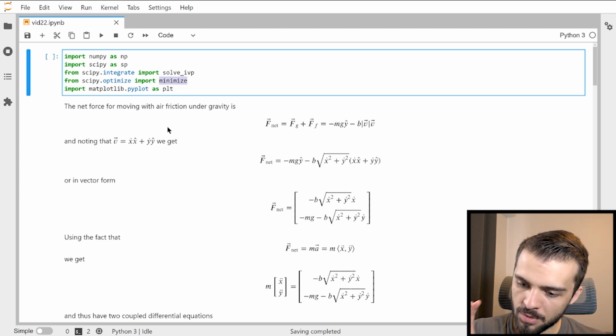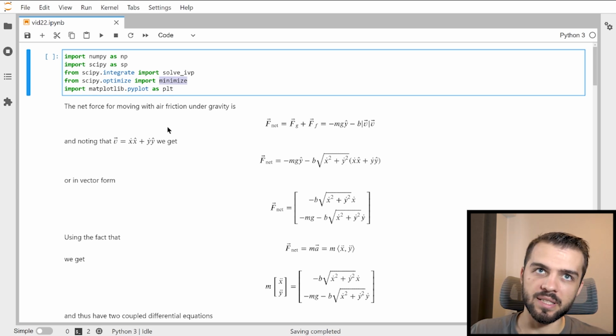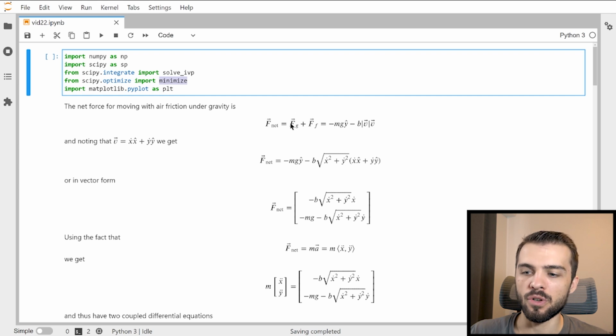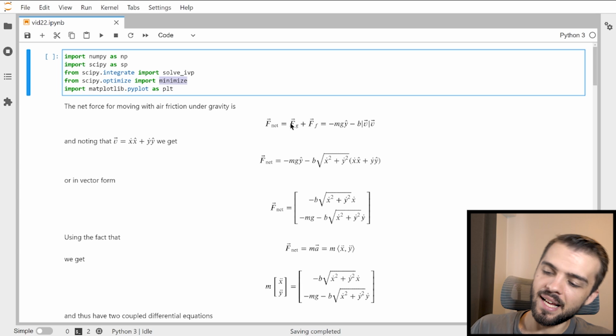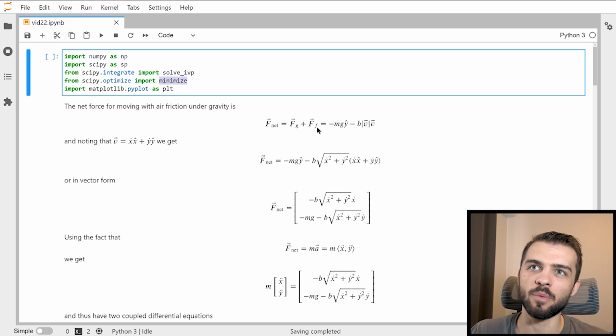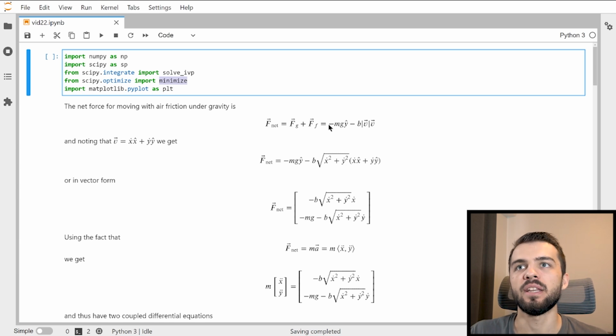So for an object moving under the force of gravity, when it's kicked, there's a net force on it, F net. And that's the gravitational force. And if you're just dealing with projectile motion with no friction, that's it. There's only the gravitational force that pulls it down. In this case, however, we have friction as well. And the friction force is given by minus b times the absolute value of velocity times the velocity.